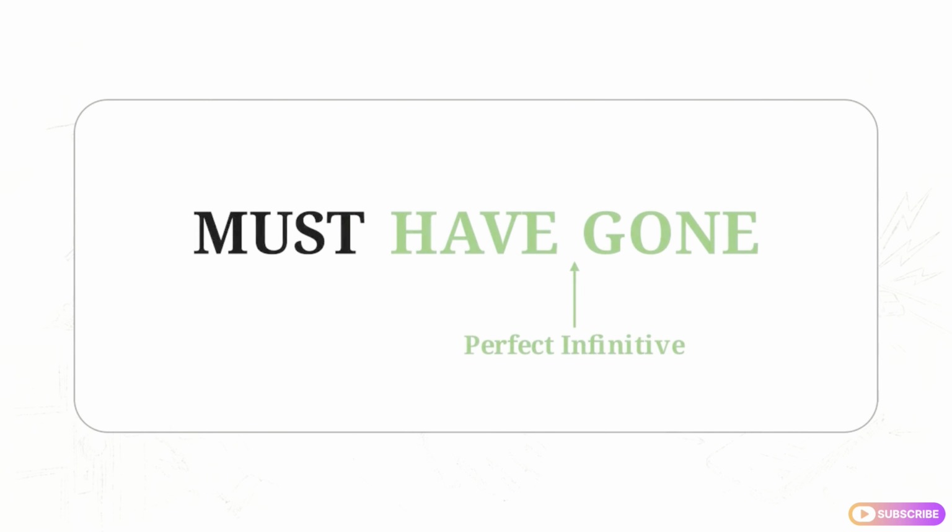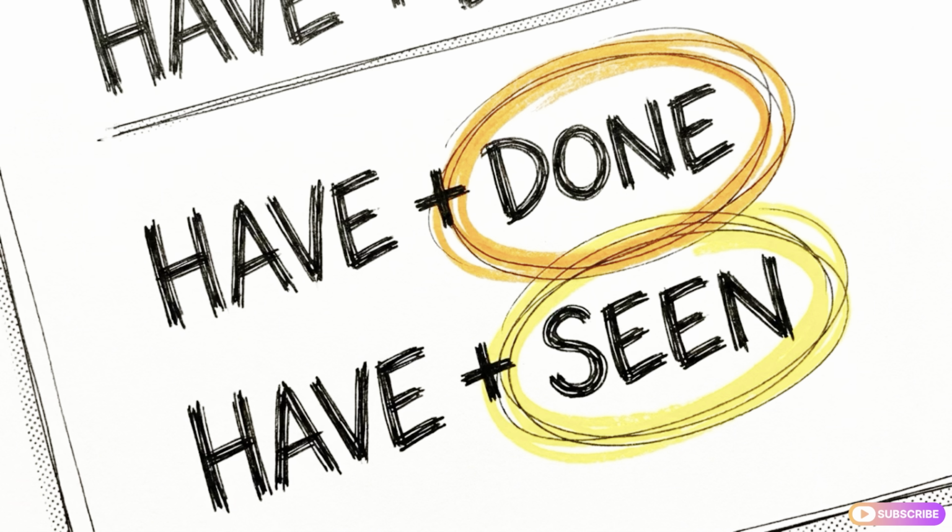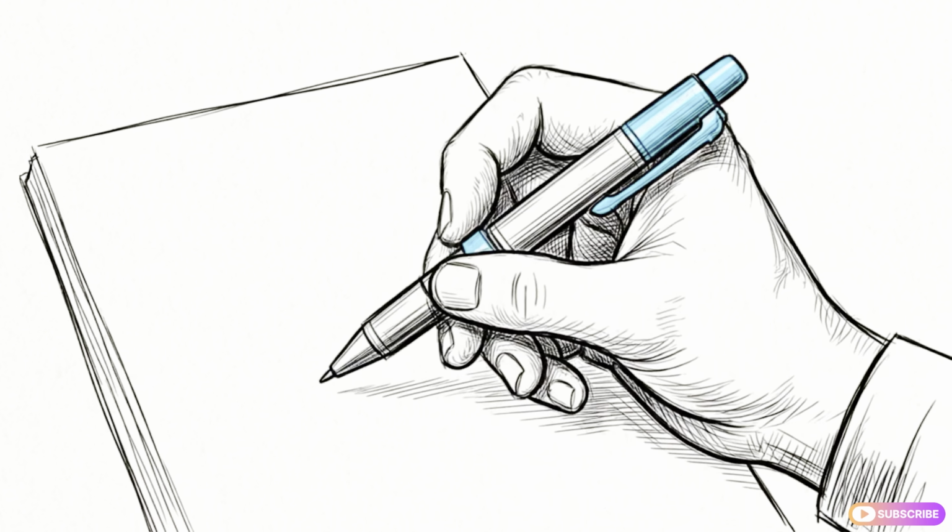A frequent error here is using the simple past tense instead of the past participle. For example, saying must went instead of the correct form. Always pair have with the past participle. Mastering this perfect infinitive is how you discuss past events with technical accuracy. Let's put these patterns to work in your book.